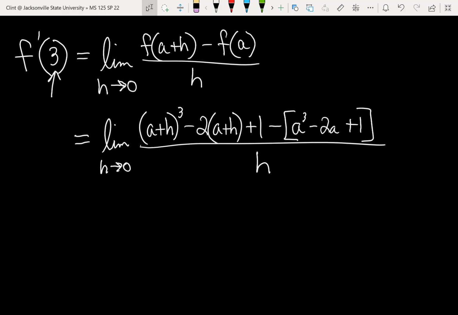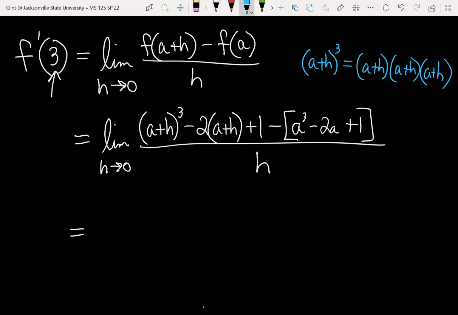If you remember the shortcut for cubing a binomial, it helps. If not, a plus h cubed, you could do a plus h times a plus h times a plus h. So FOIL 2 of them and then multiply by a plus h again. And here's a shortcut, using that Pascal's triangle we mentioned way back.